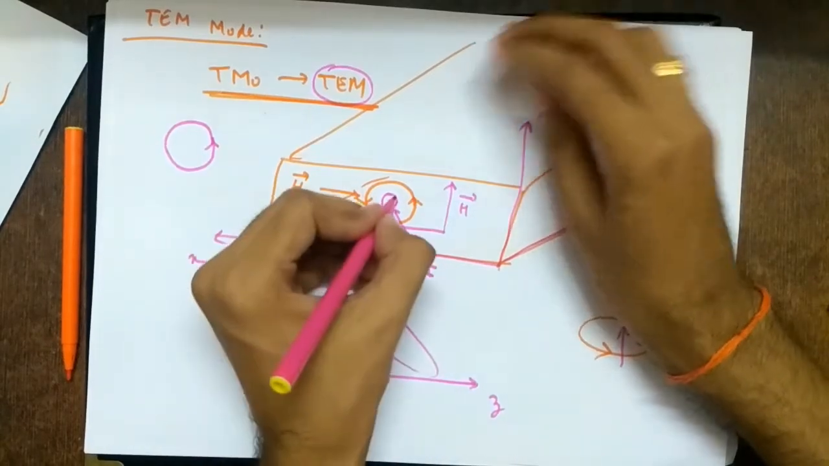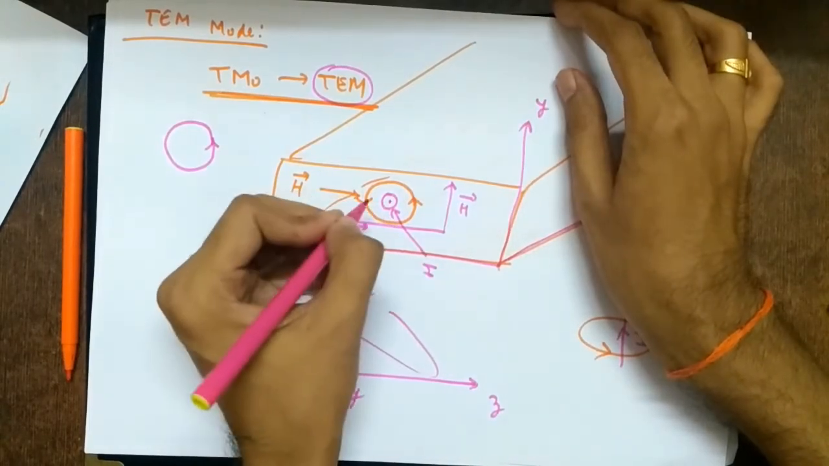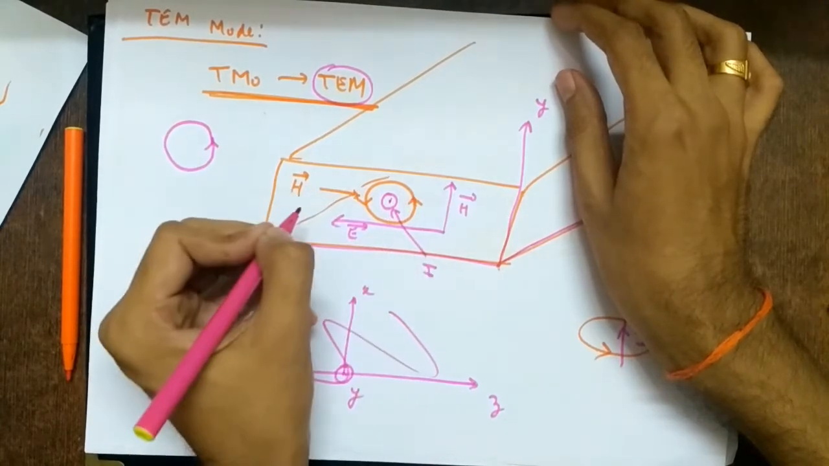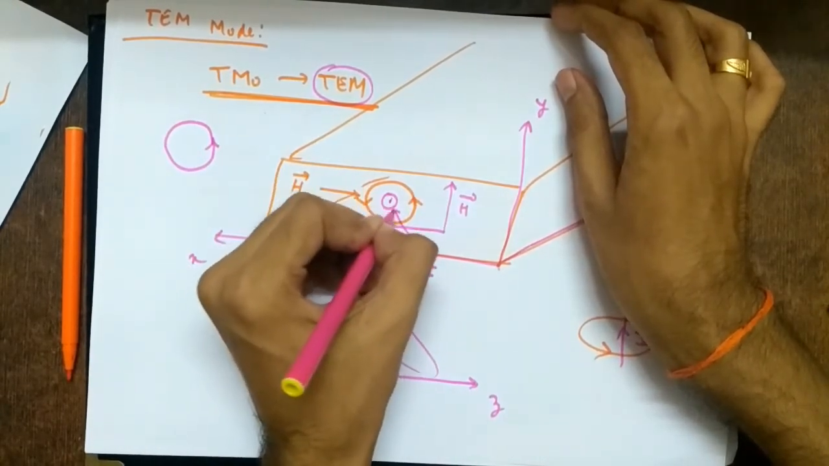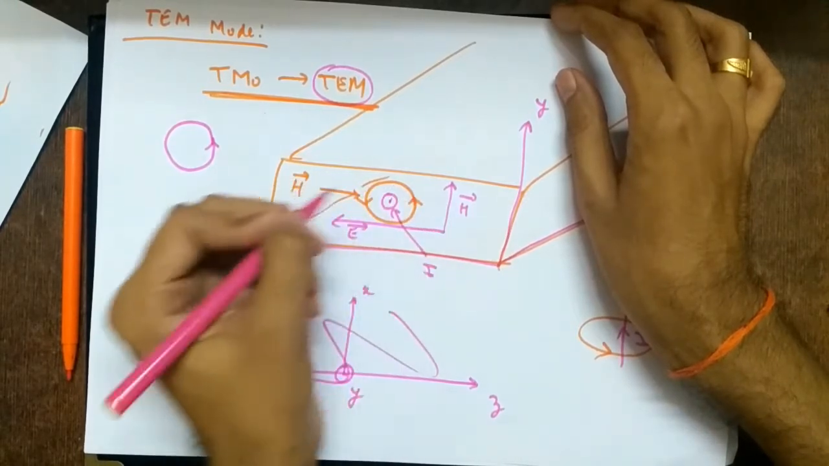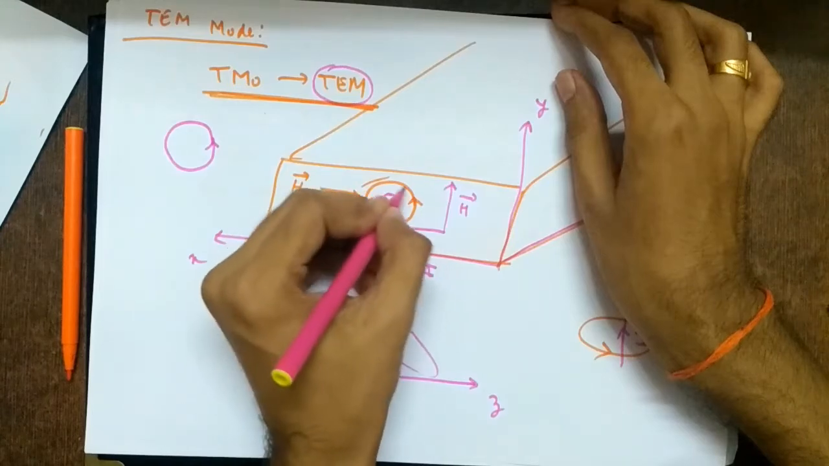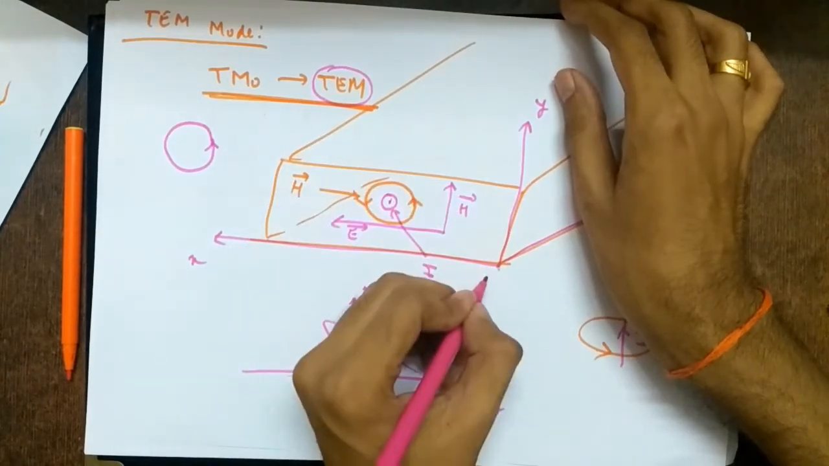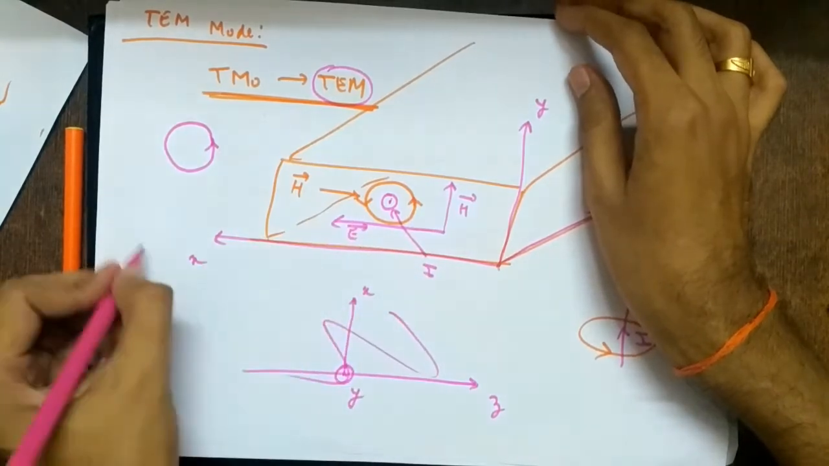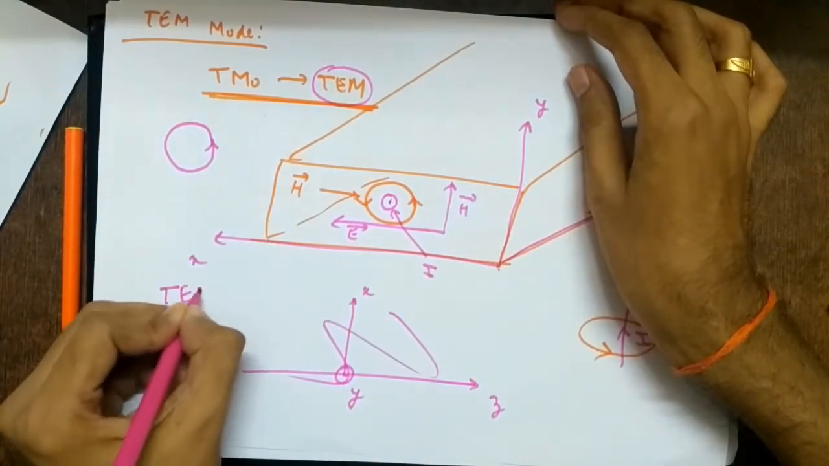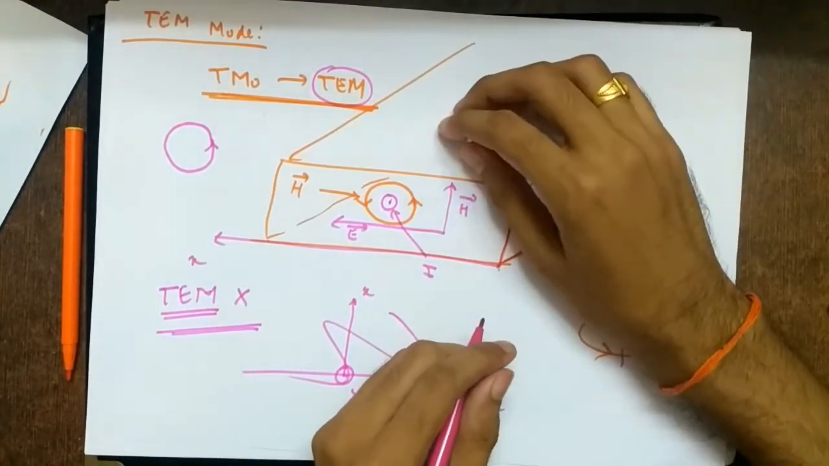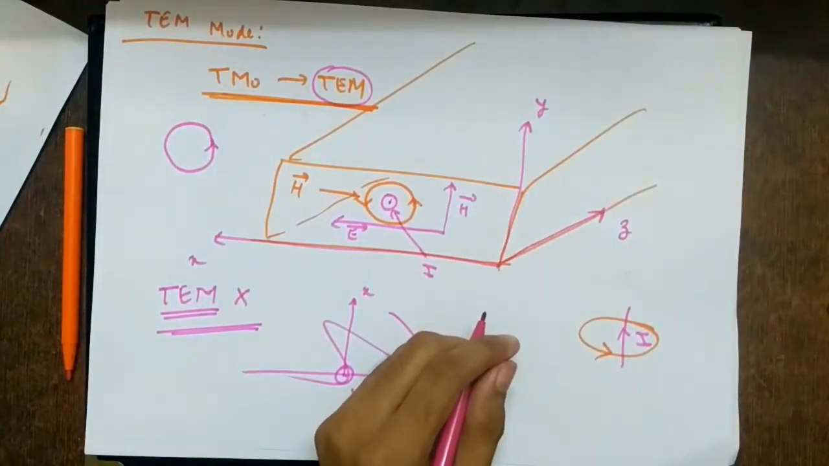But if current should flow, there should be some current carrying medium here, that is, a good conductor should be there. But there is no good conductor, which means this current cannot flow. If this current cannot flow, then the magnetic field lines cannot close on themselves. If magnetic field lines cannot close, the H vector does not exist. If the H vector does not exist, by Maxwell's equations, the E vector cannot exist. That is, our assumption is wrong, which means the TEM mode does not exist in a rectangular waveguide. Understood? So this is our conclusion.